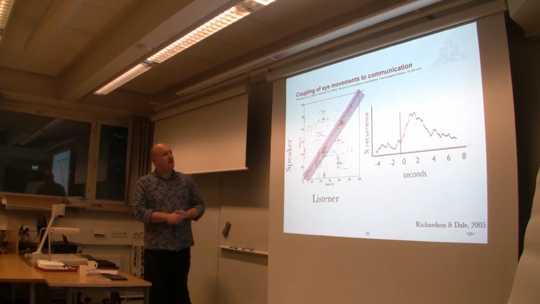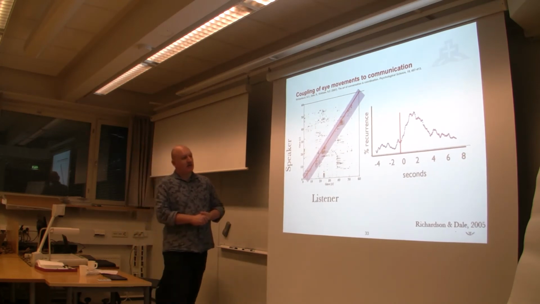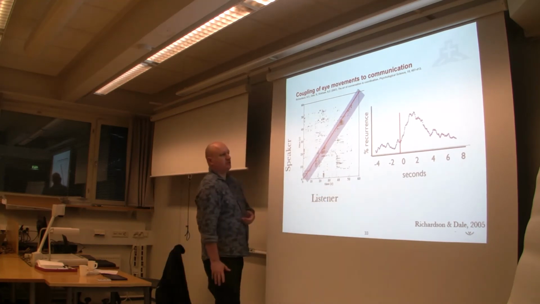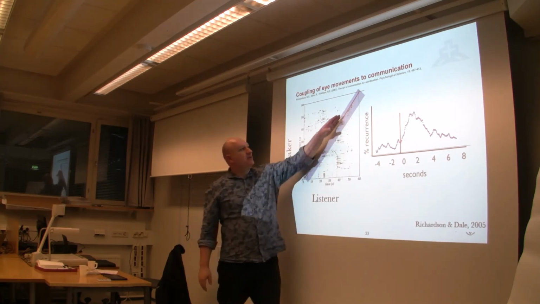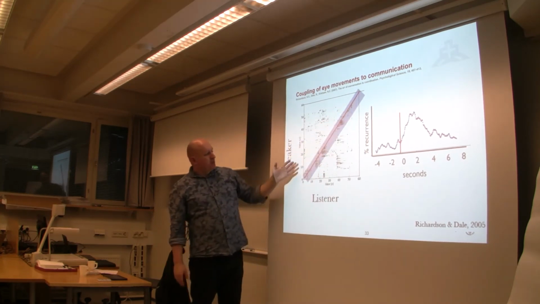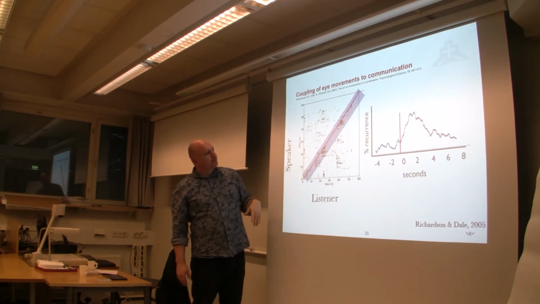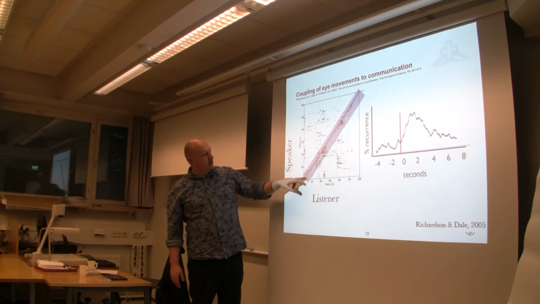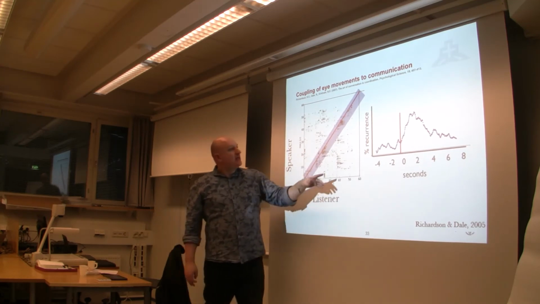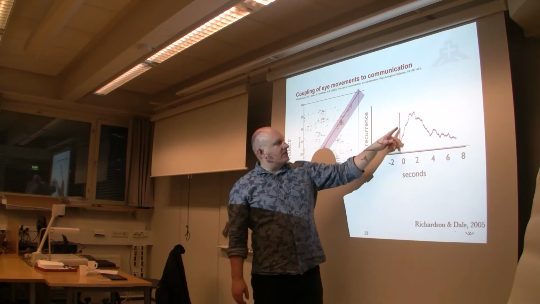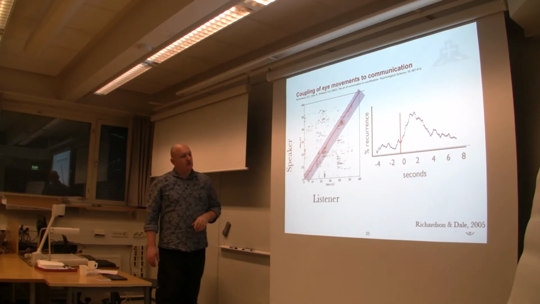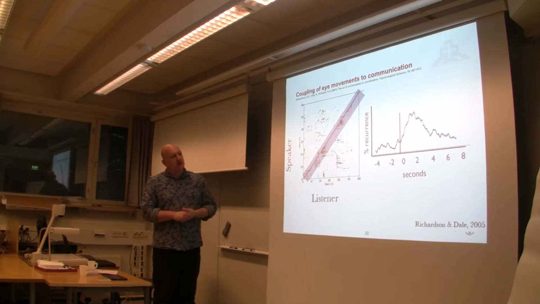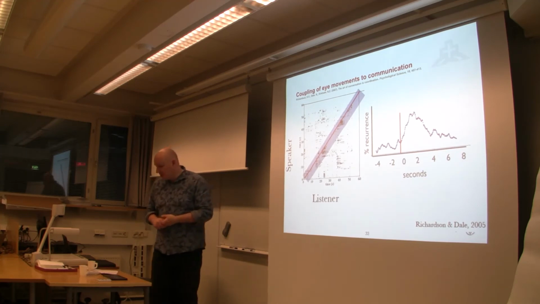So here you have the same idea. You have a listener on this axis and a speaker on this axis. If they were doing the same thing at the same time, they would fall on this line of synchronization. But it actually turns out most of the recurrence is occurring below this diagonal line. This is the diagonal recurrence profile, which shows you that the eye movements of the listener are lagging behind, a pretty long time actually, 2 seconds.